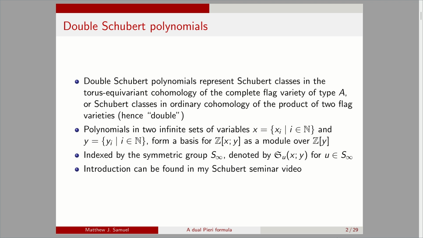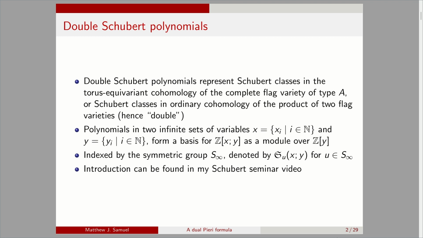So I'll briefly introduce double Schubert polynomials. They represent Schubert classes in the torus equivariant cohomology of the complete flag variety of type A, or Schubert classes in the ordinary cohomology of the product of two flag varieties. One reason to call them double: they are polynomials in two infinite sets of variables, which we abbreviate as x and y, but they're x_i for a positive integer i, etc. And they form a basis for the polynomial ring Z[x,y] as a module over Z[y].